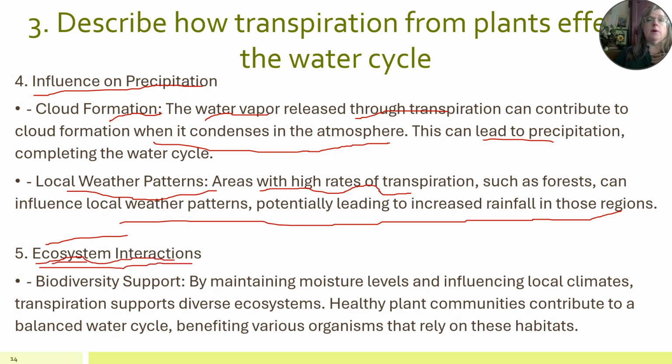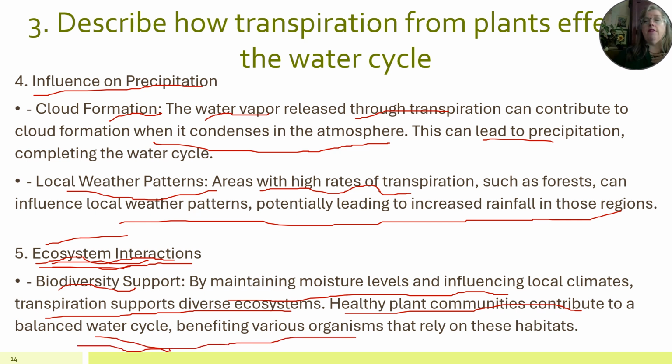And the last part, I think, is for the ecosystem interactions, biodiversity support. By maintaining moisture levels and influencing local climates, this transpiration is going to support diverse ecosystems. The healthy plant communities contribute to a balanced water cycle and therefore benefit the organisms that rely on these habitats. So with the plants maintaining the water levels through transpiration, it helps maintain the entire ecosystem, the animals and everybody included.